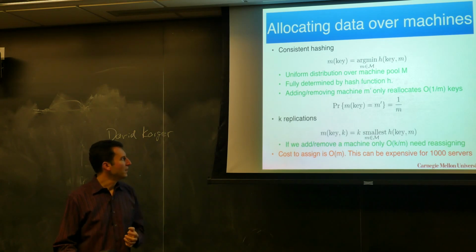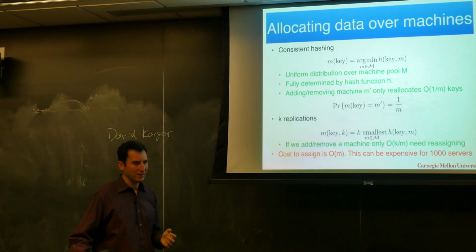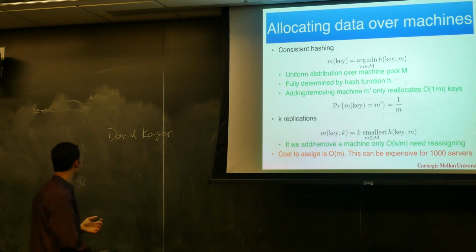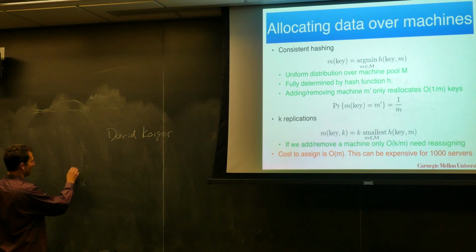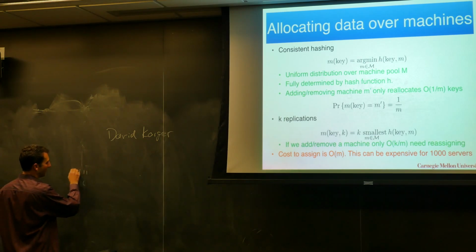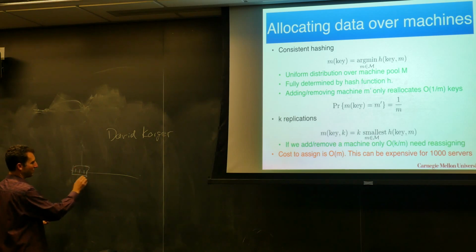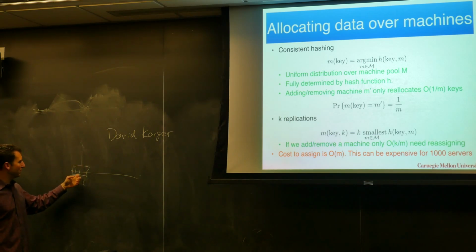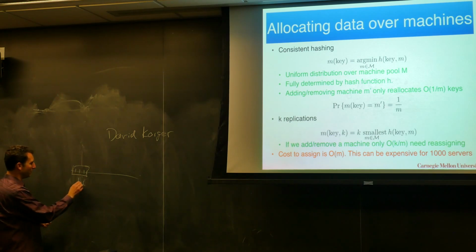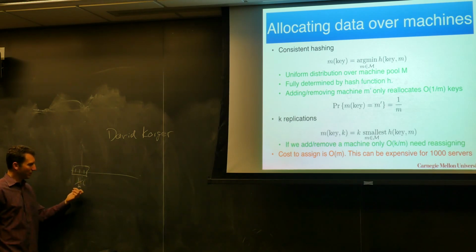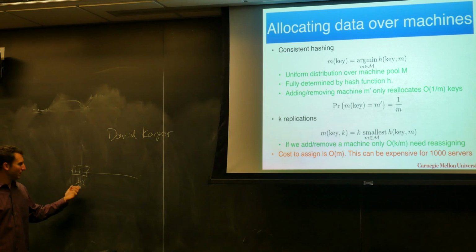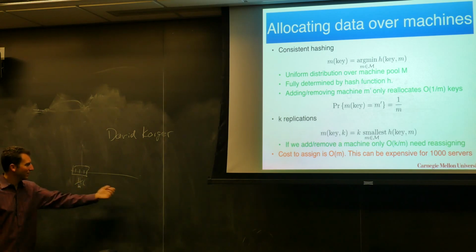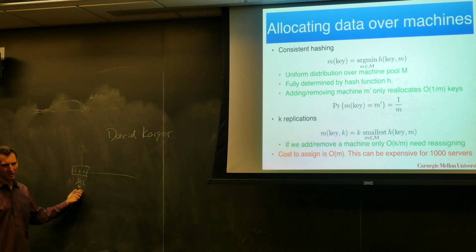Okay. Now, the other thing that's really nice is if I now add or remove a machine. Let's think about it. Let's say there are some keys here for which this particular machine won all the contest. Now, if I remove it, first of all I know that it's only a fraction of 1/m, in expectation, of the keys that actually go to this particular machine.